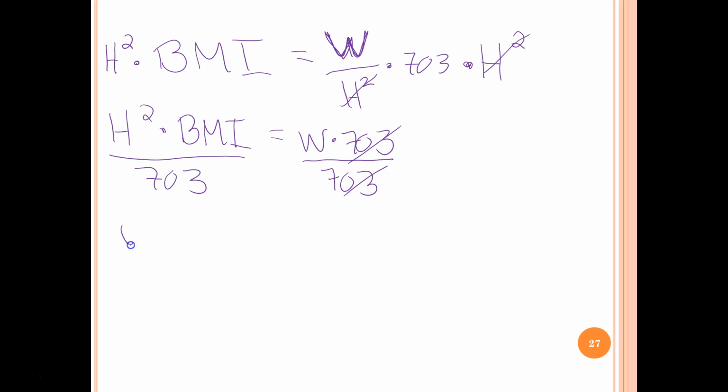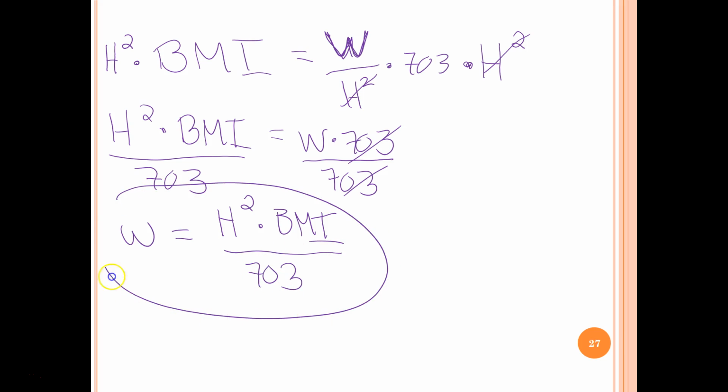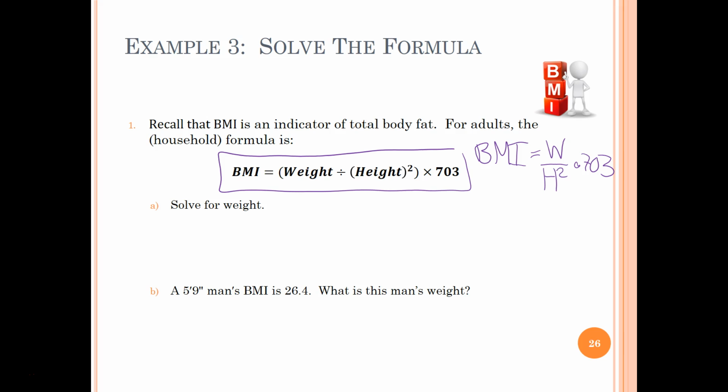Now notice what we've got. We have a working formula for target weight. If we have a target BMI that we want a patient to achieve, we can now say this is the target weight to get there based on their height and their target BMI. So weight equals height squared times BMI over 703. So let's put that back upstairs here.